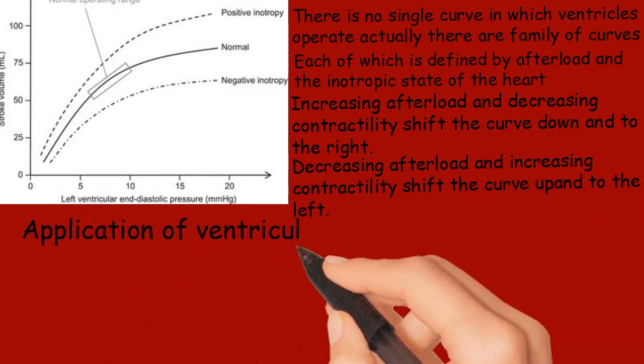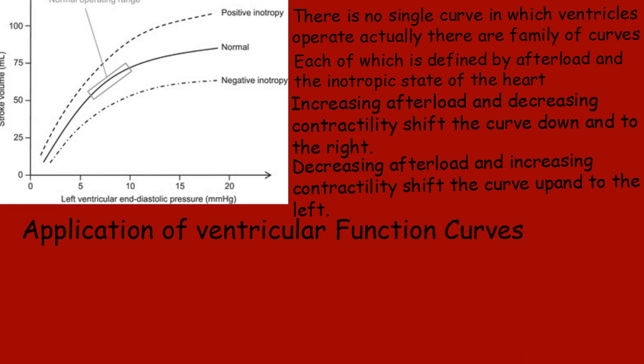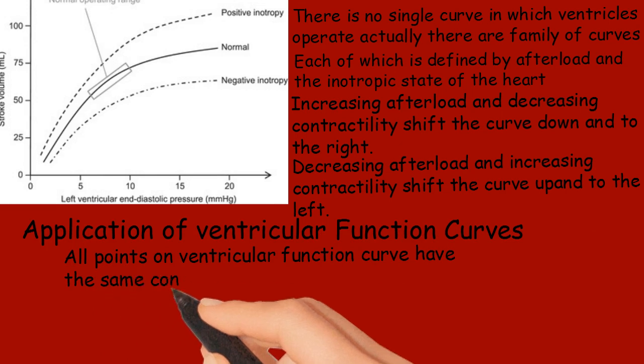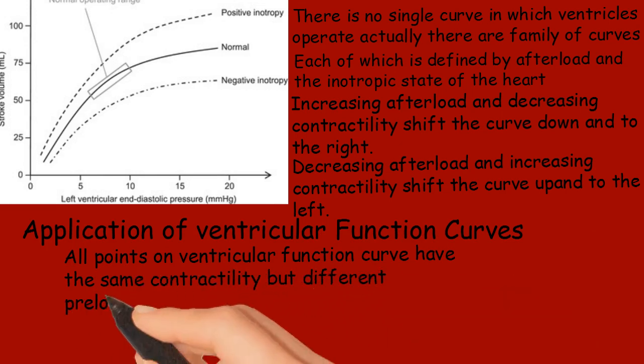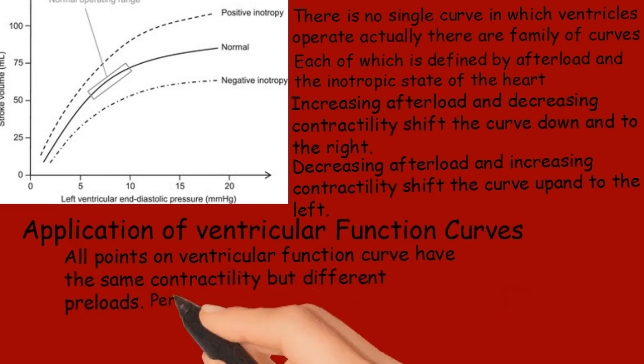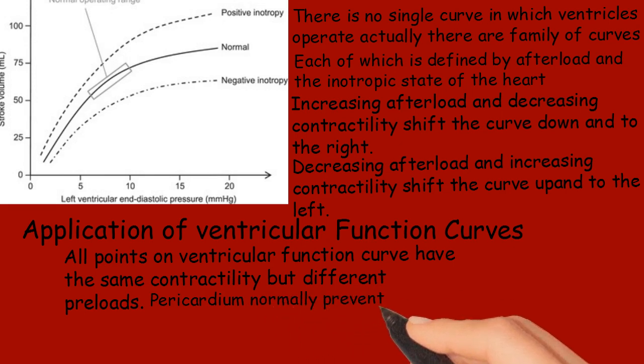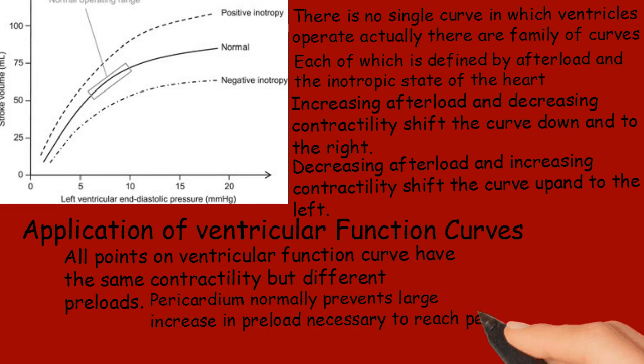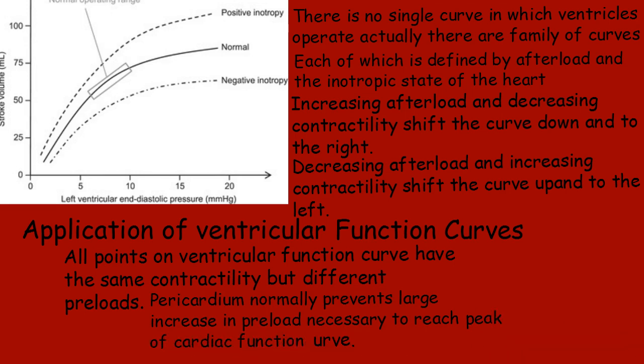Application of ventricular function curves. All points on a ventricular function curve have the same contractility but different preloads. The pericardium normally prevents a large increase in preload necessary to reach the peak of the cardiac function curve.